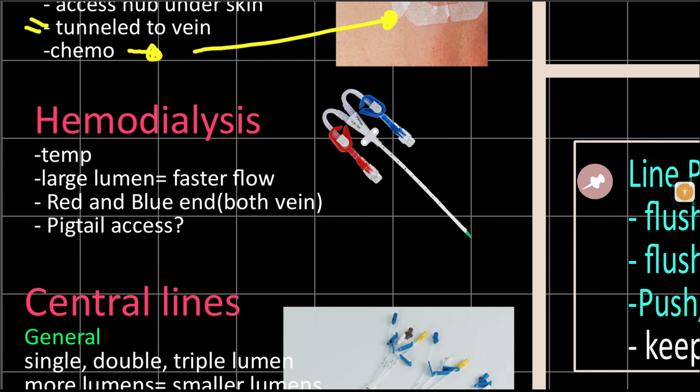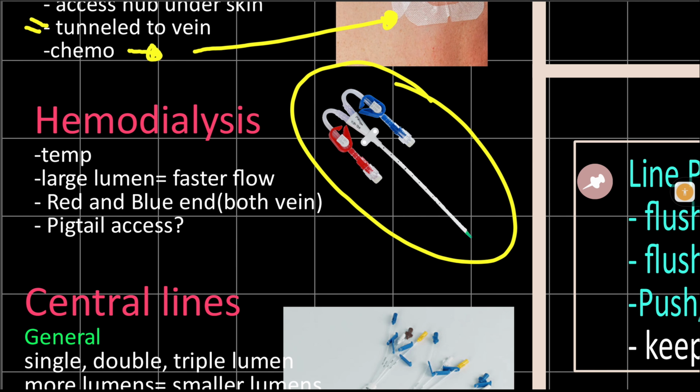Now, this is one of the examples here. This is, like I said, temporary. Your hemodialysis central line is a temporary access, meaning once the dialysis or the CRRT is completed, then you will remove it. All right. If there's no plan or no indication for dialysis and CRRT, your hemodialysis central line will be removed.